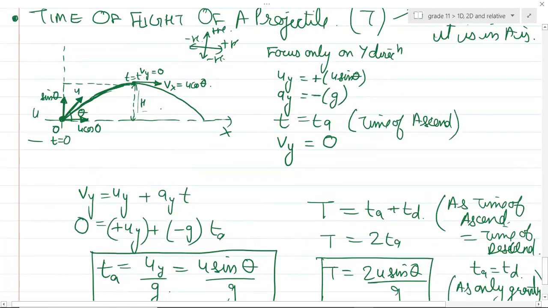Yes, the time taken to go up is the time taken to come down. Time taken to go up is this much, and time taken to come down is also this much. And what are the y-axis and x-axis? X-axis is horizontal, the axis which is along the ground, and the y-axis is vertical.